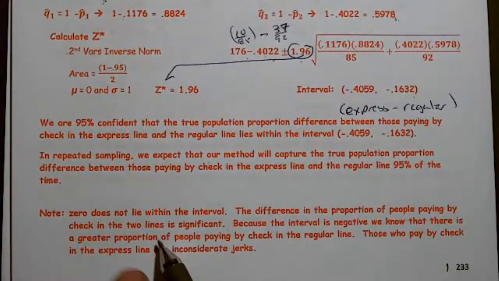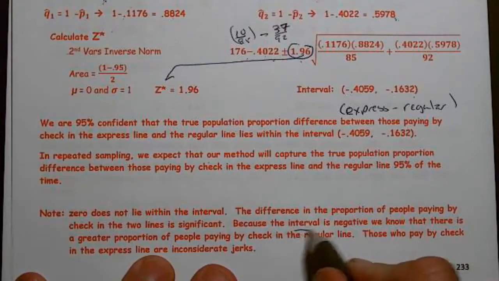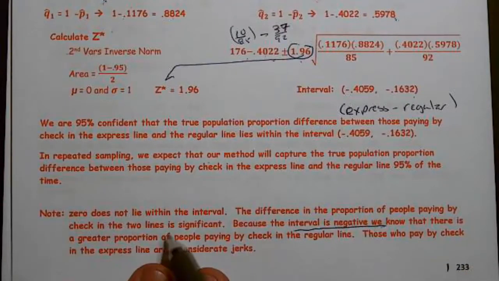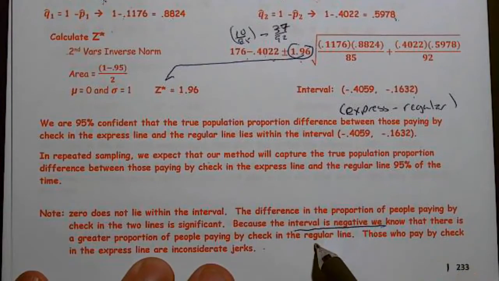And finally, we need to make a summary statement. We notice 0 is not in the interval, therefore the difference is significant. And we also note, this is important, because the interval is negative, we know that there's a greater proportion of people paying by check in the regular line. And what we showed is not only was there a difference, but it was statistically significant at the 95% confidence level.